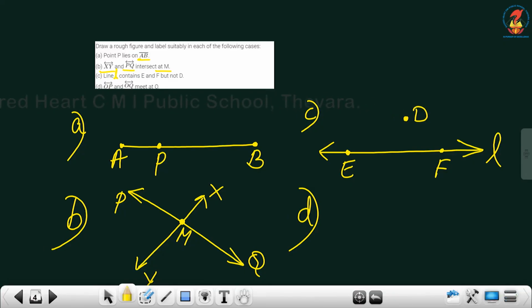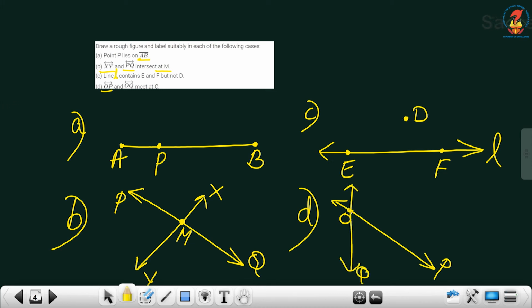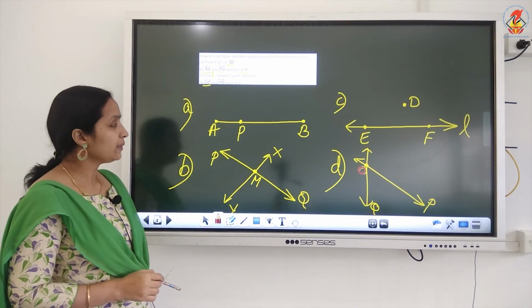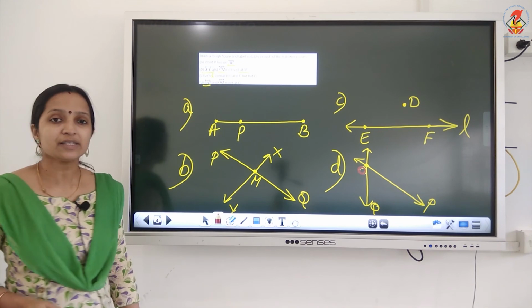Now move to the fourth question. OP and OQ. What is the symbol over OP? Line symbol. OP is a line. Now OQ, another line. So you can draw it this way. OP and OQ are different lines, meeting at the point O. So I think the figure is clear. OP is one line, OQ is one line and the intersecting point is O. So we have to draw the rough diagram for this given statement.